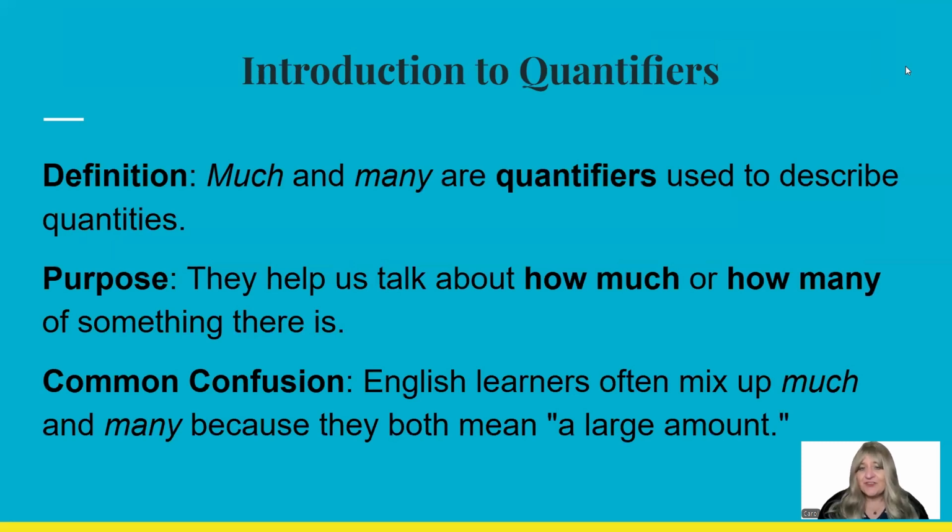So here is an introduction to quantifiers. Much and many are quantifiers used to describe quantities or the amount of something. They help us talk about how much or how many of something there is. But there's some common confusion. English learners often mix up much and many because they both mean a large amount.